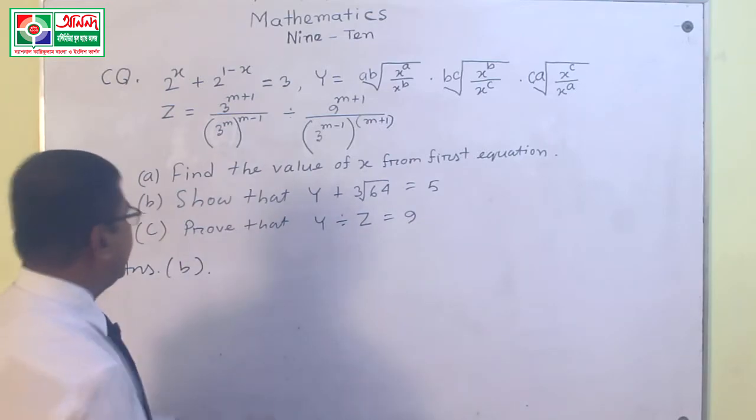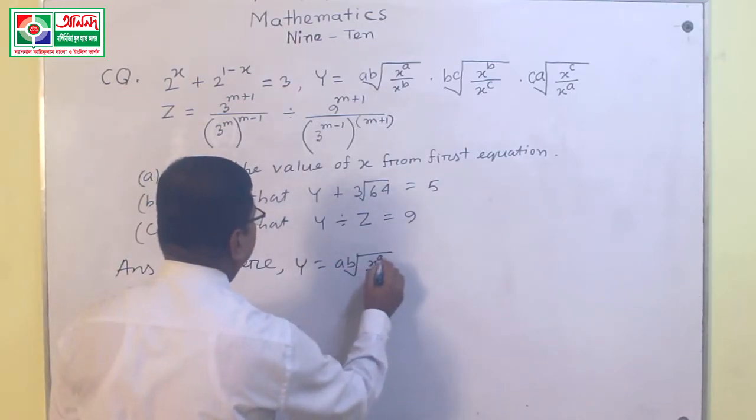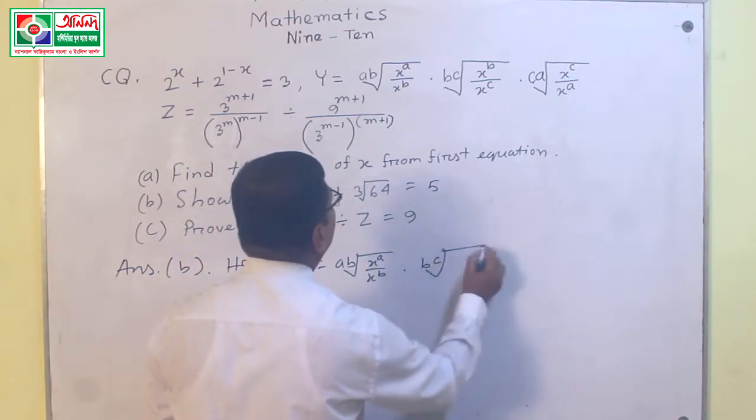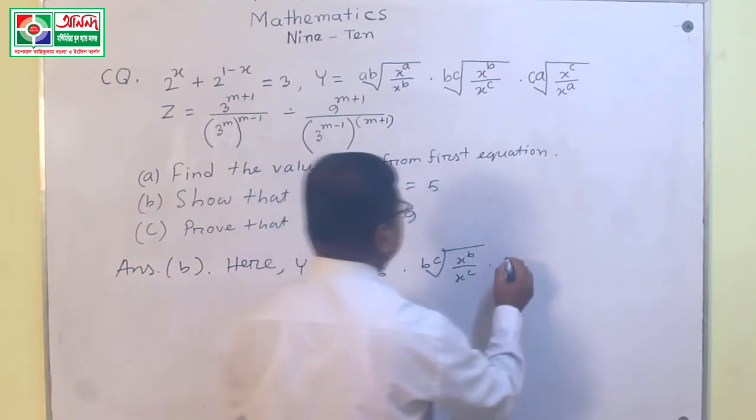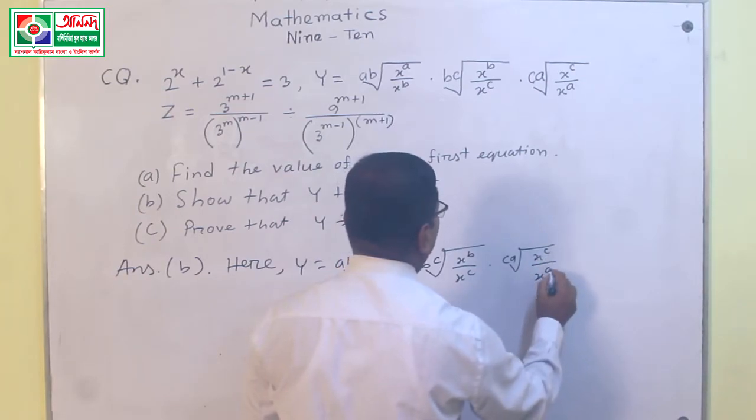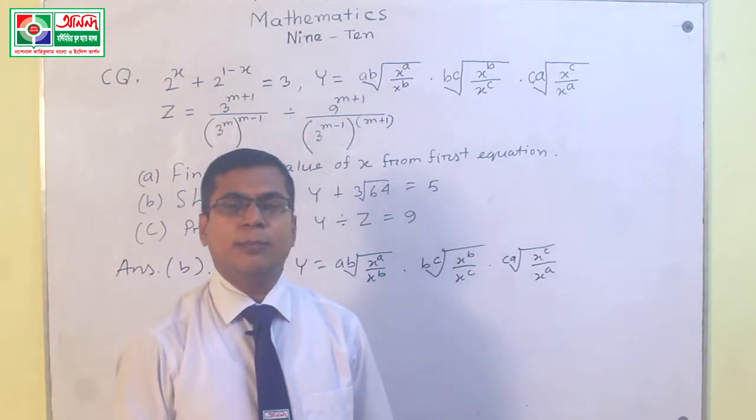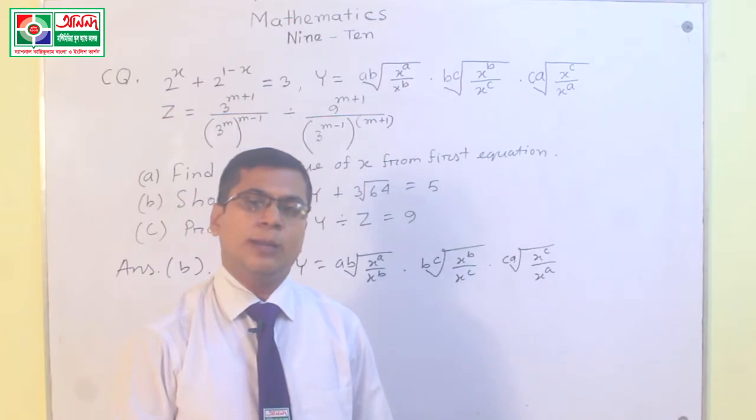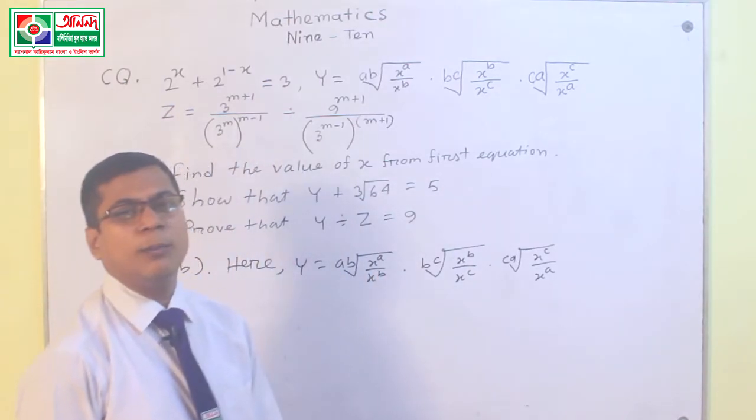Now we will write here y equal a-b-th root of x to the power a divided by x to the power b, b-c-th root of x to the power b divided by x to the power c, into c-a-th root of x to the power c divided by x to the power a. Now we know the square root is the power half, and the nth root is the power 1 by n. Here the ab-th root, bc-th root, or ca-th root we can write as 1 by ab.